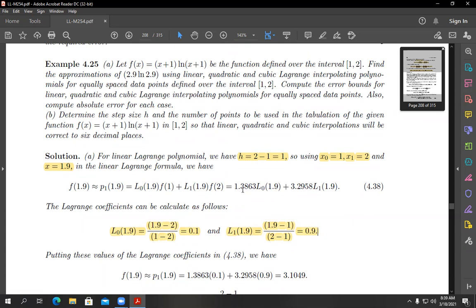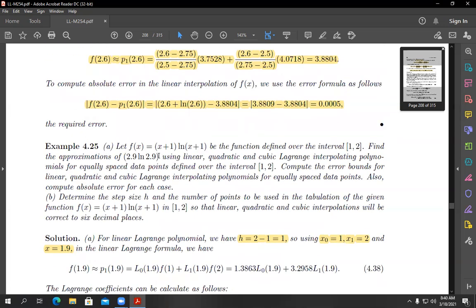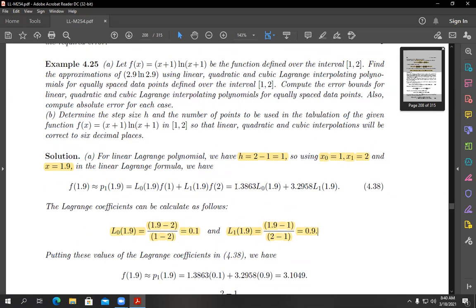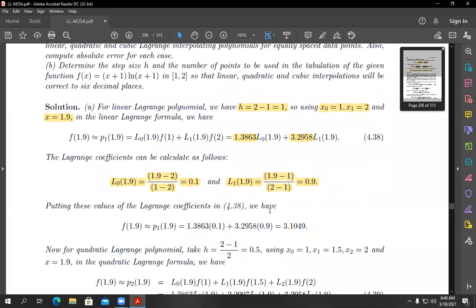So then you have f of x0. What is f of x0? f of x0 means f of 1. And how can you find f of 1? Your function is given. f of 1 is 2 into ln 2. When you compute, inshallah, you will get that. What is f of x1? f of x1 is f of 2. What is f of 2? 3 into ln 3, and then you compute it. For this case, you use this and inshallah you will get the answer.